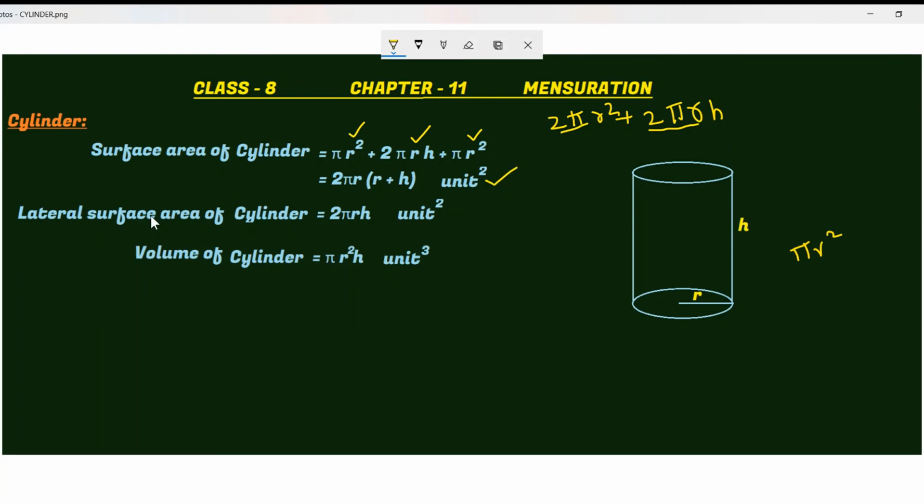Next is lateral surface area. We know for lateral surface area, we have to find out the perimeter of the circle and then multiply with the height. So lateral surface area is 2 pi rh. Volume of cylinder is pi r square h. That means area of the base of the cylinder multiplied by height, you will get the volume of the cylinder. That's it. You have to learn all these formulas to solve the problems.